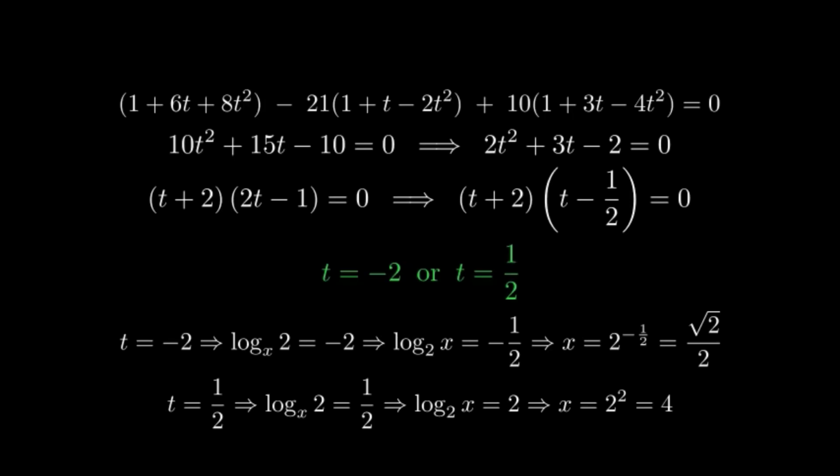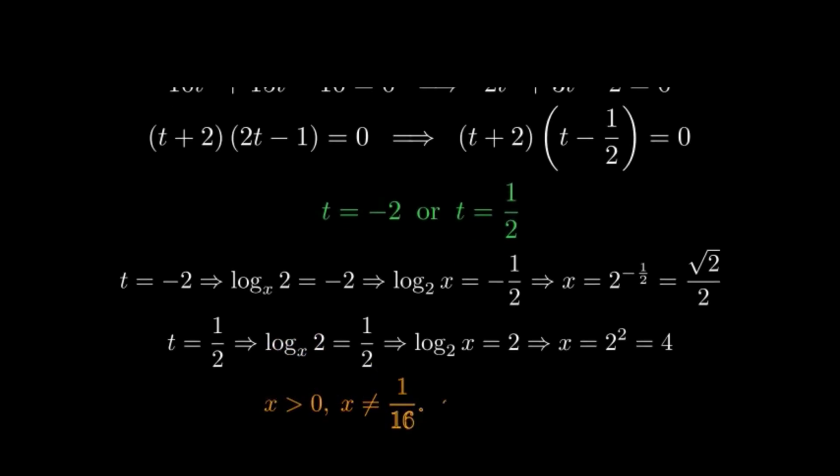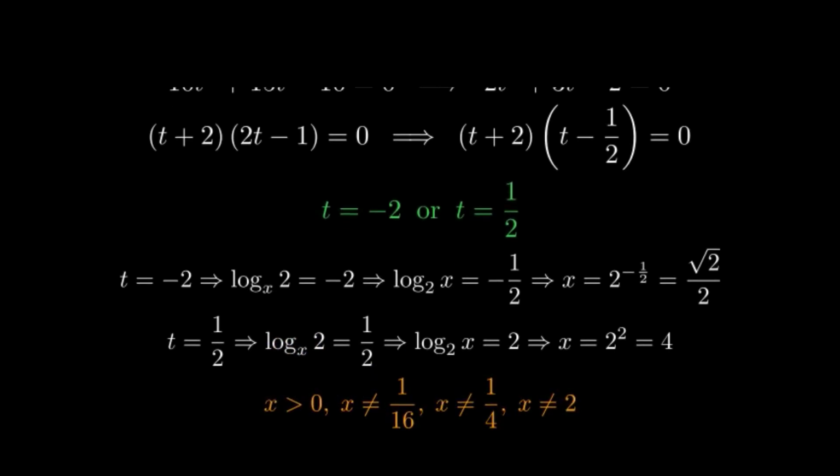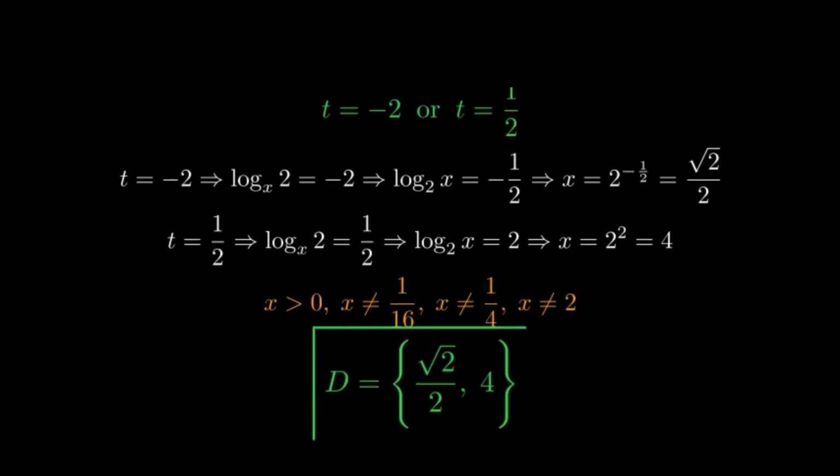Finally, check the domain restrictions. Both values satisfy x greater than 0, and avoid the excluded values 1/16, 1/4, and 2. Therefore, the solution set is square root of 2 over 2 and 4.